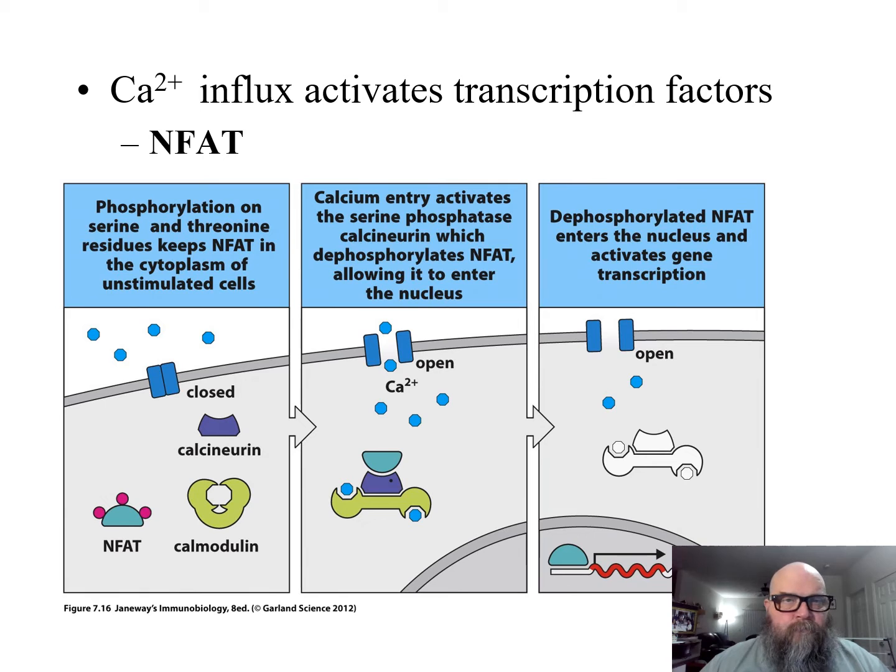Well, that's what we're going to talk about right now. One of the things that calcium can do is it can trigger certain transcription factors. One of those transcription factors is known as NFAT. And here's how this works.